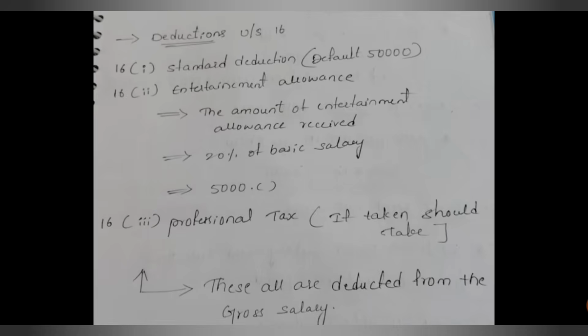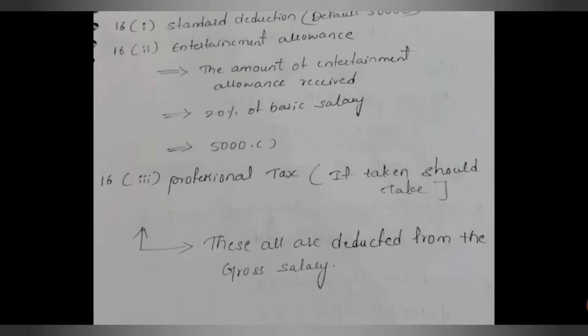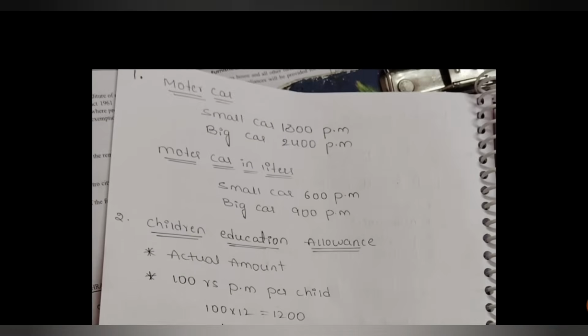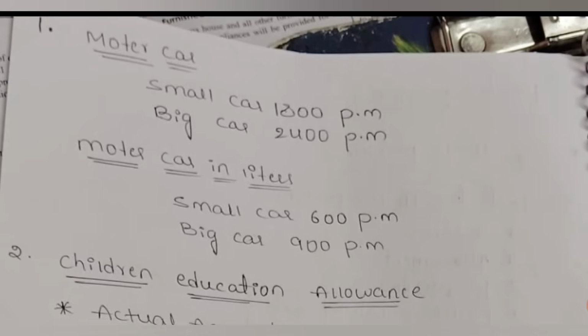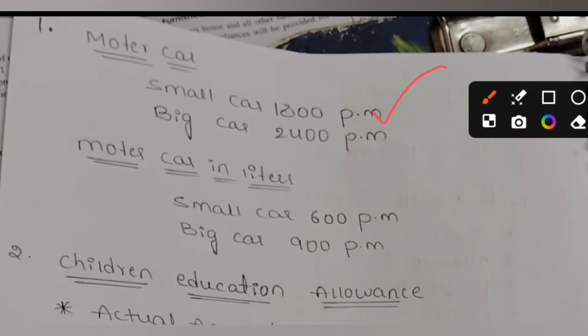When you do this calculation, if a person is a government employee, professional tax, if they are giving, keep it, or else no. And coming back to the motor car, small motor car if they are mentioning means 1800 per month, big motor car if they are mentioning means 2400 per month. So small motor car in liters, it is nothing but 600. Big motor car in liters is 900.